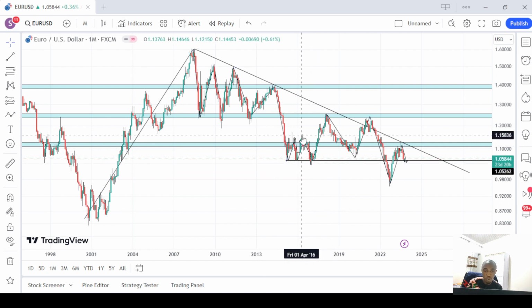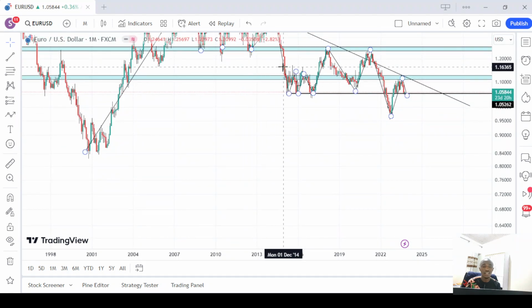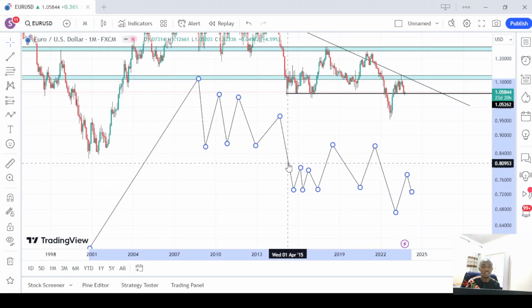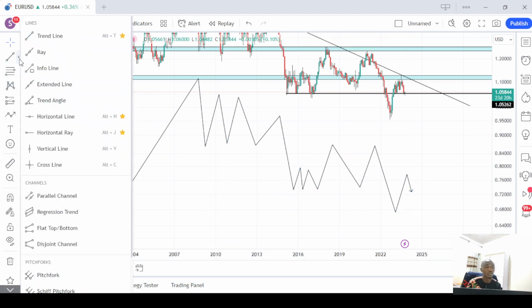Then it broke here, came back to retest this zone, then came back to this, then went up to retest, came down, went back, and now is at these previous lows. So you can see that this is the normal market structure.